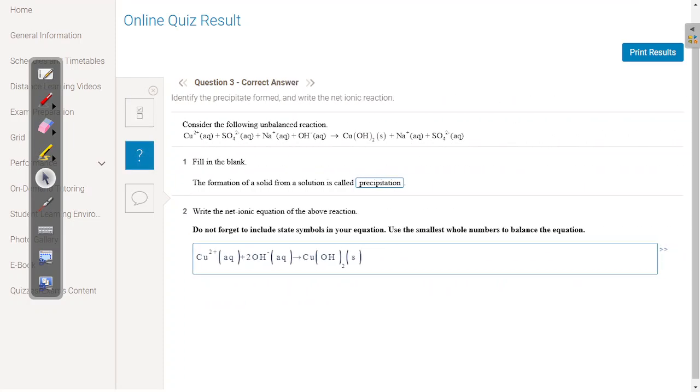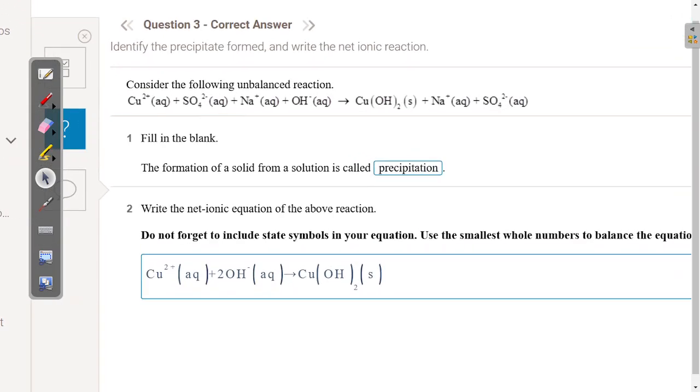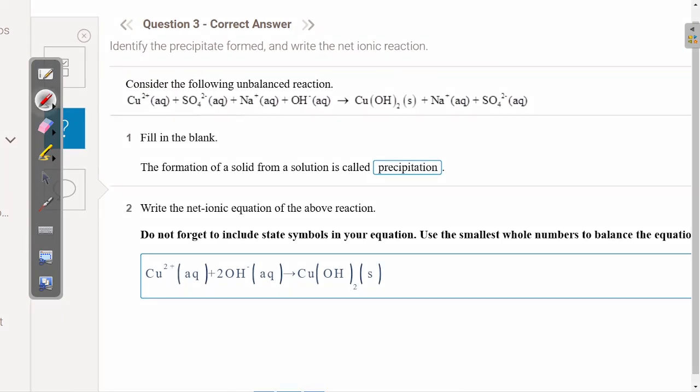The formation of a solid from a solution is called precipitation. Okay, this is the definition. Write the net ionic equation of the above reaction. Again, you do the same thing. This is the solid, copper hydroxide. So you cancel this one, because these are not forming the solid. See, it's Cu2+ and OH-. So you need to put a 2 here to keep it balanced, 2 minus and 2 plus. So that's the net ionic equation.